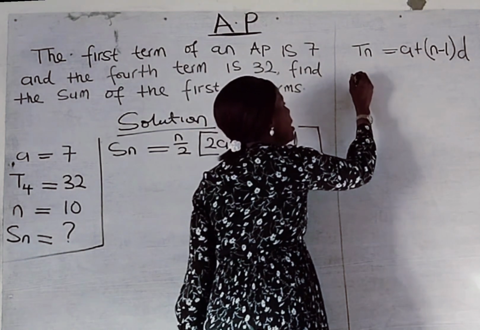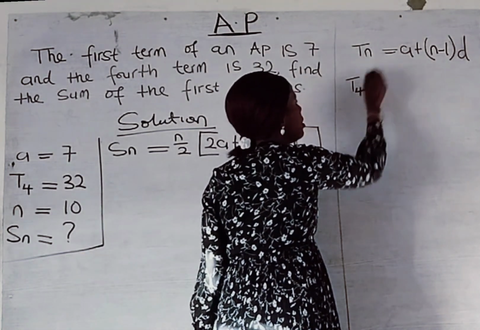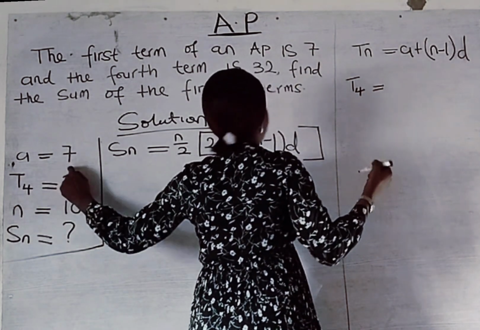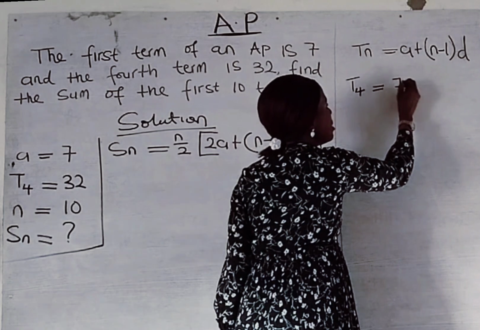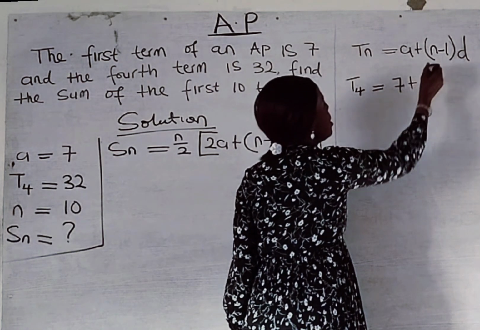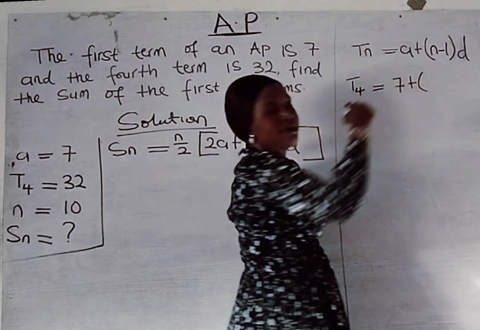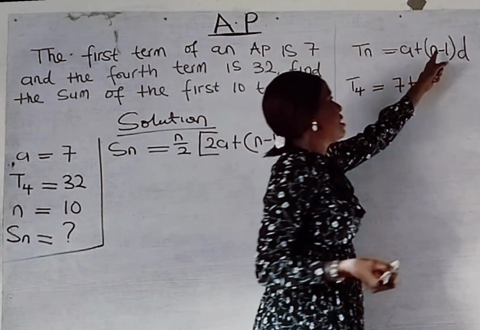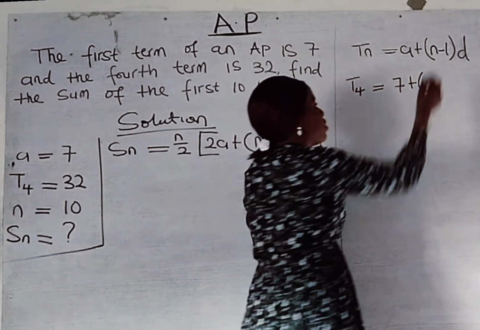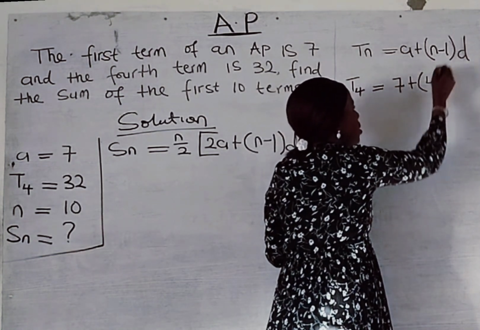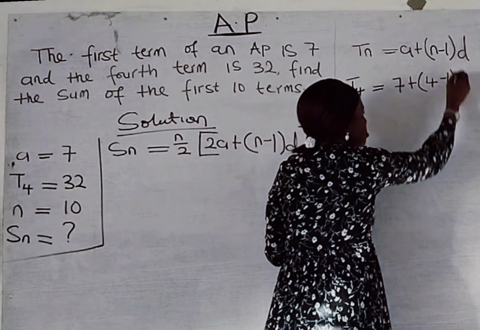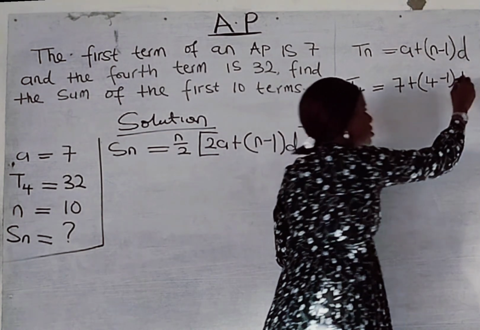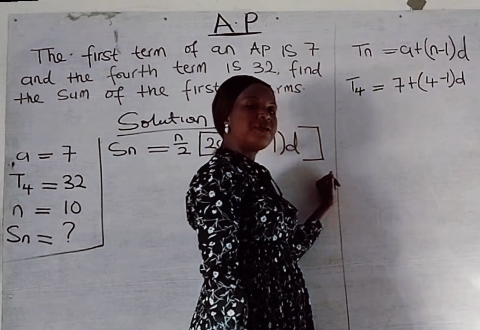I'll say T4 is equal to our A, which we know from here is 7. So I put 7, put my plus, open the bracket. Which n are we using? We are talking of T4. So what will be here? This n will become 4. I'll substitute 4 here. 4 minus 1, that is in the brackets. Then I'll write D. That is what you are solving for. You don't know the value.